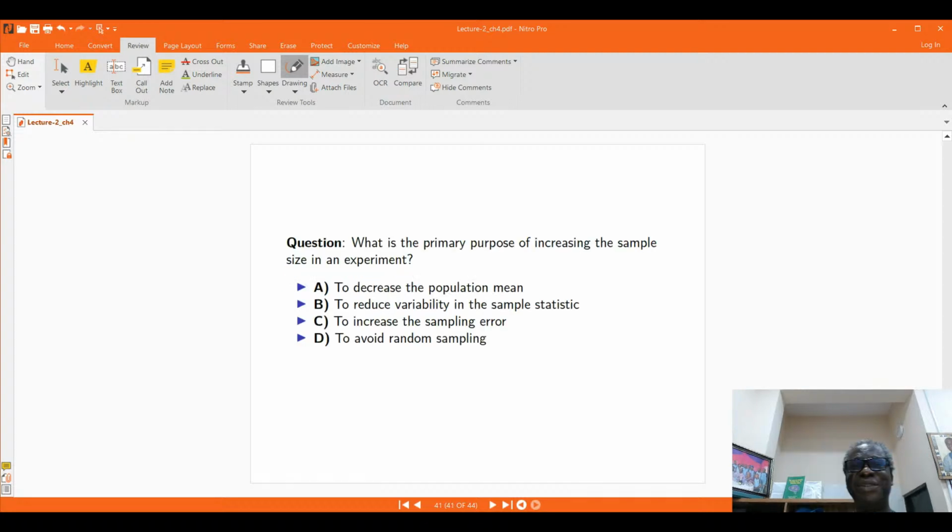Next question. What is the primary purpose of increasing the sample size in an experiment? Why will you want to increase the sample size in an experiment? A, to increase the population mean. B, to reduce variability in the sample statistic. C, to increase the sampling error. D, to avoid random sampling. What are your options?